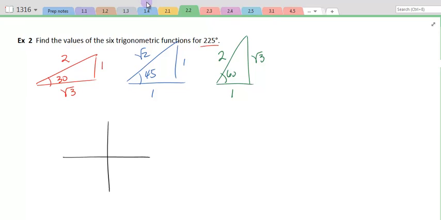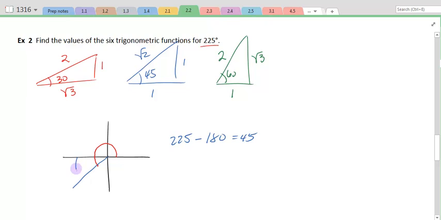225 travels past 180 and stops somewhere down here in the third quadrant. So we could say 225, because I'm going to travel 225 degrees, minus 180, and 225 minus 180 is going to be 45. So in other words, this small amount right here is a 45-degree triangle. Well, I know, because you're memorizing them, what the six trig functions are for a 45-degree triangle.